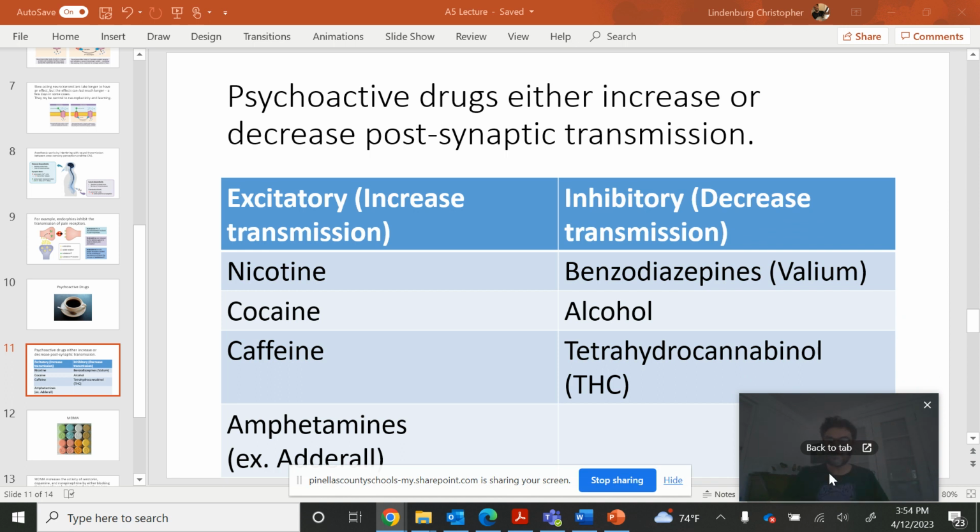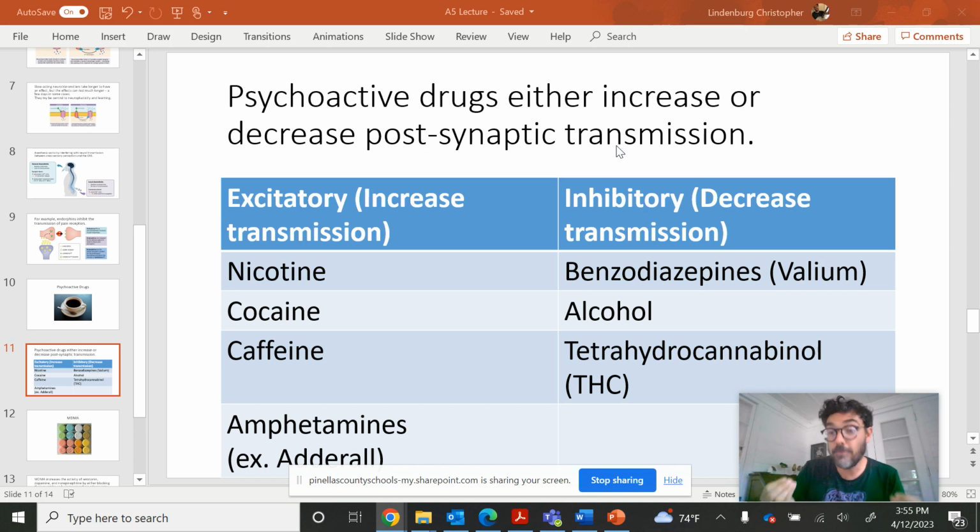Psychoactive drugs are just medications or drugs that either increase or decrease postsynaptic transmission. Again, that's the transmission from the presynaptic cell to the postsynaptic cell. They do that basically by mucking up the behavior of your neurotransmitters. If your neurotransmitter cannot talk to the postsynaptic cell, it will not talk to your brain. So that will affect your brain chemistry and the way that you behave.